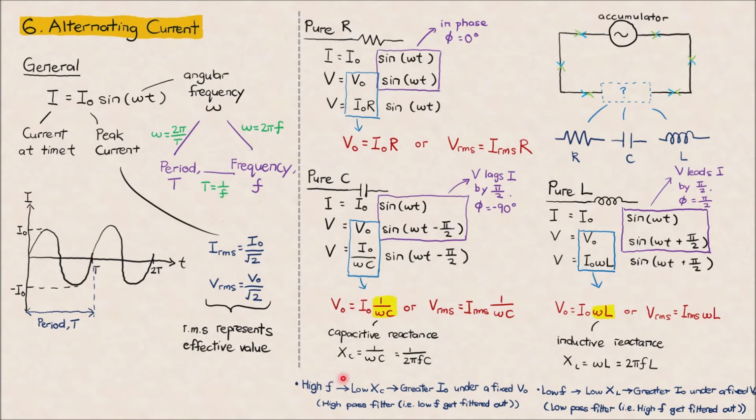So this, we call a high pass filter. But if you move on to the pure inductor circuit, you see that high frequency will actually cause the reactance to be larger. If our reactance is larger, it will bring down the current flowing through the circuit. So high reactance due to high frequency can bring down the amount of current flowing through the circuit. In that case, high frequency will generate low current, whereas low frequency will generate high current.